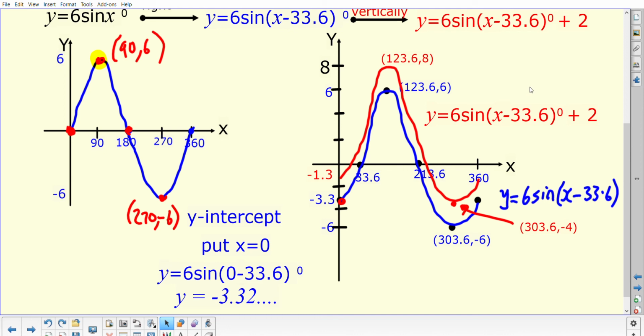So maybe go back over and have another little look at these, or look at the notes and try them for yourself.